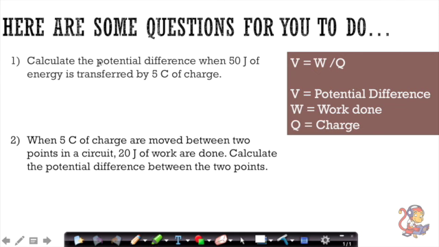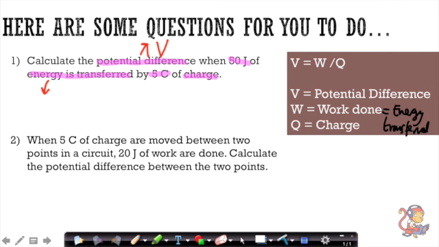So the first one then says calculate the potential difference when 50 joules of energy is transferred by 5 coulombs of charge. Now we need to annotate this with what we've been asked to calculate and what we've been given. We've been asked to calculate potential difference, which is V. We've been given energy transferred, and we look in our equation and think we don't have energy transferred here. So we look over here and we see work done, and we see that that is the same as energy transferred.